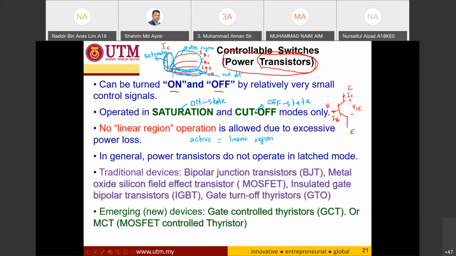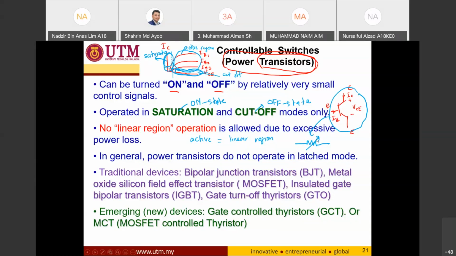Why are we not allowed to operate this transistor in active region? Because as you can see here in this active region, when your IB is reduced, you will see that the IC will also reduce. So this active region, sometimes we can model as just a variable resistance. So we can represent these transistors as a variable resistance. When you reduce the resistance, the current will increase. When you increase the resistance, the current will reduce.